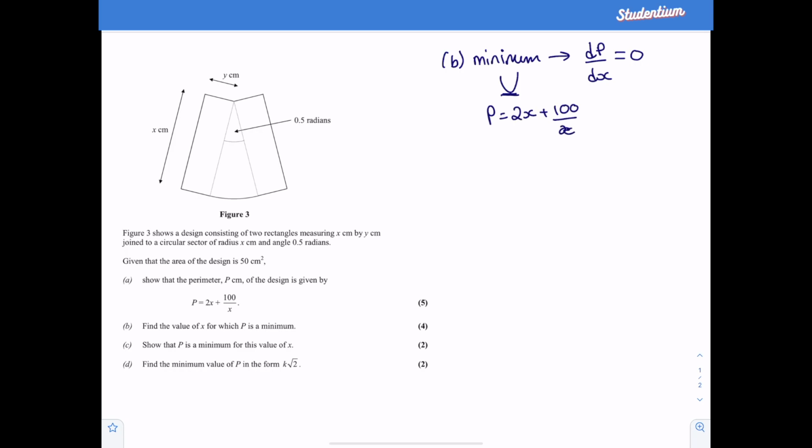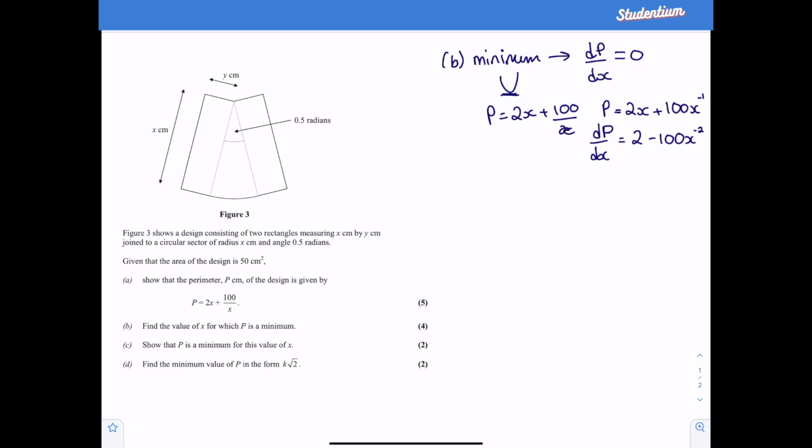And to do that, we will want to rewrite that using negative powers for the 100 over x. So that becomes 100x to the minus 1. And so let's differentiate then. So dp dx will equal 2, because when you differentiate 2x, you just get 2. And then 100x to the minus 1, you're going to multiply through by the minus 1 and get minus 100. And then you're going to take 1 away from the power, so you'll get x to the minus 2. And we want to equate that to 0 and solve it.